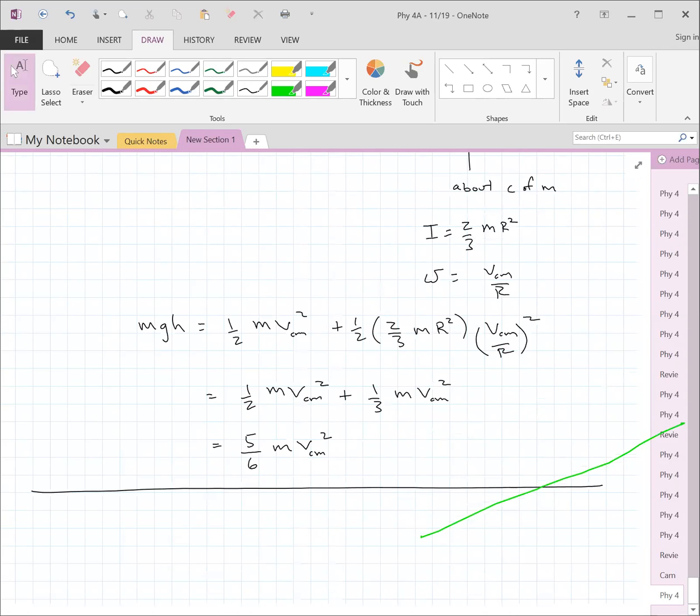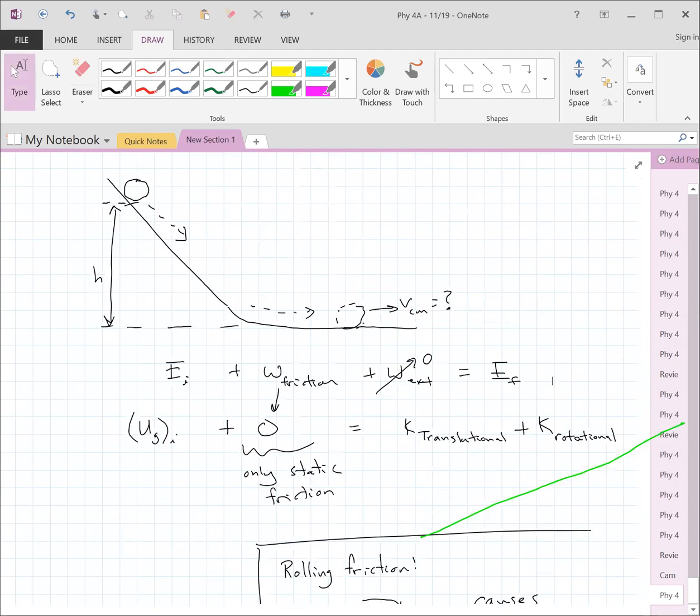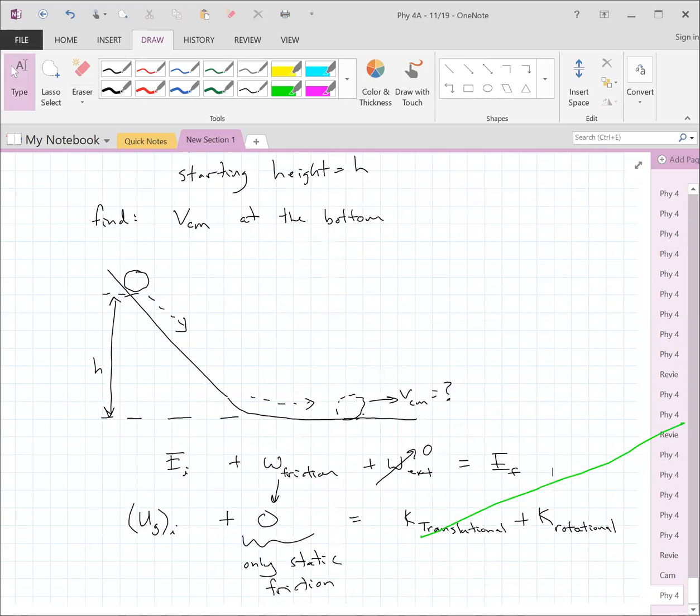You want to find the acceleration of the object. You could do that. So what you would do is you'd have to find some point on the hill here and draw a free body diagram, and you say sum of the torque equals I alpha and sum of the forces equals MA, and you could figure out the acceleration that way.